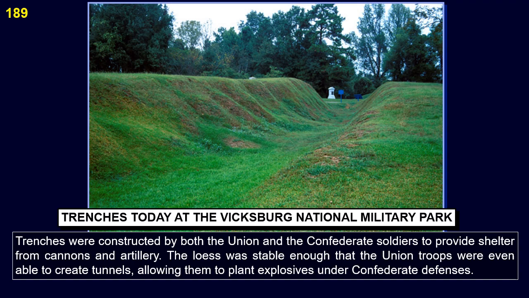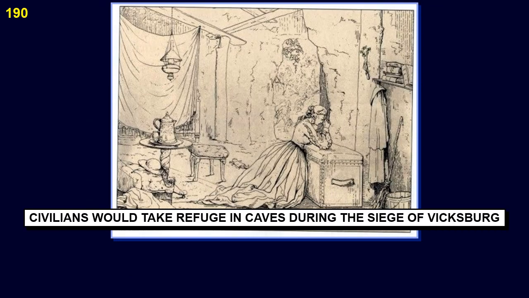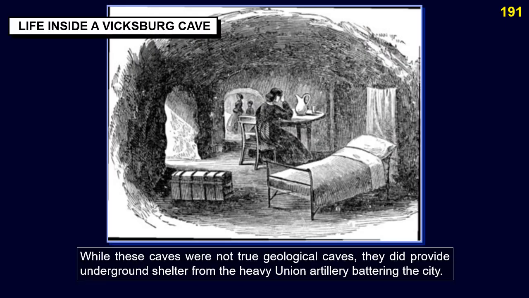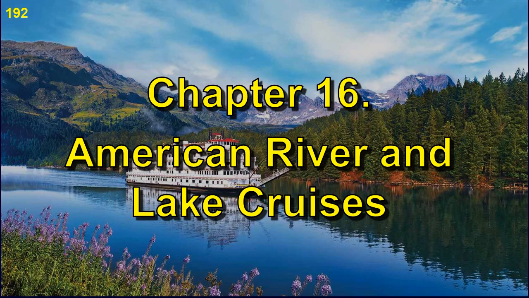During the Siege of Vicksburg, civilians made impromptu caves in the loess cliff to seek protection from the bombardment of the siege. Some of these caves were simple one-room structures, while others were multi-roomed and fairly elaborate. While these caves were not true geological caves, they did provide underground shelter from the heavy Union artillery battering the city.